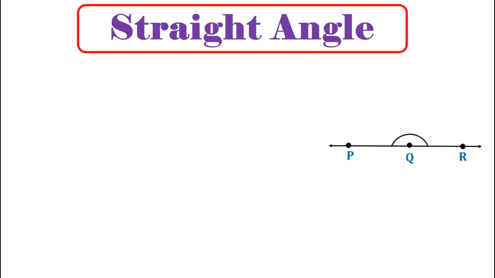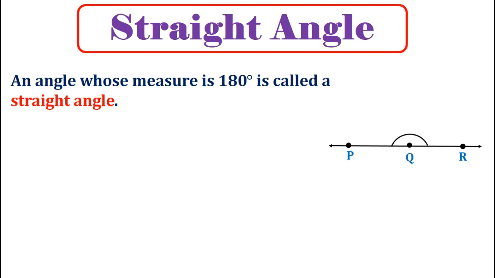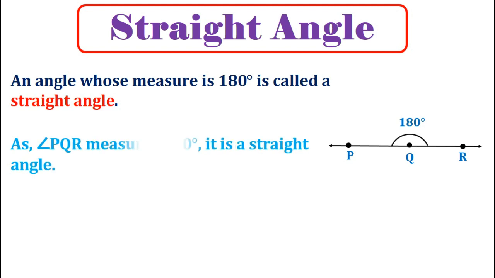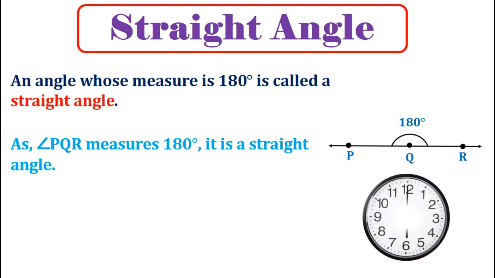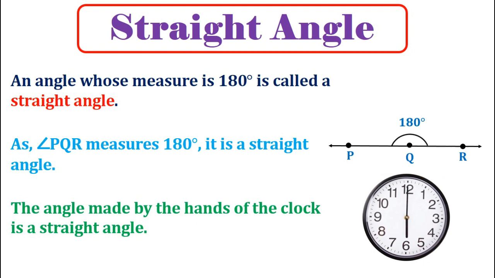Lastly, we need to understand the fourth type of angle, which is a straight angle. An angle which measures exactly 180 degrees is called a straight angle. Here the figure drawn shows angle PQR. Since it measures 180 degrees, therefore angle PQR is a straight angle. The angle made by the two hands of the clock represents a straight angle.